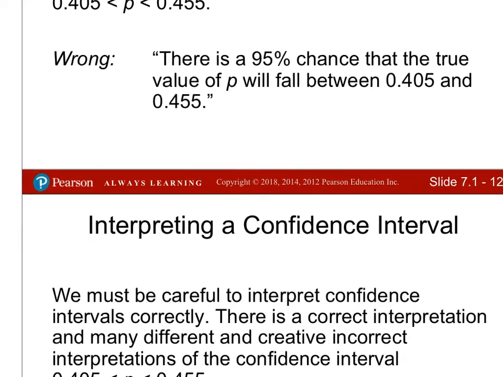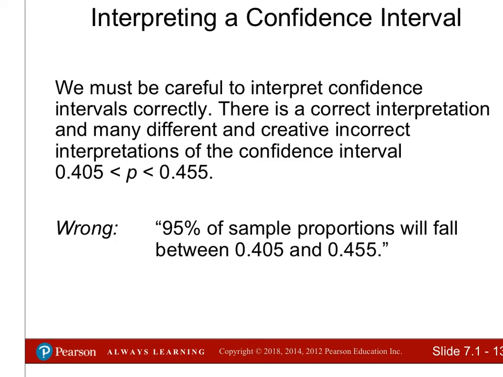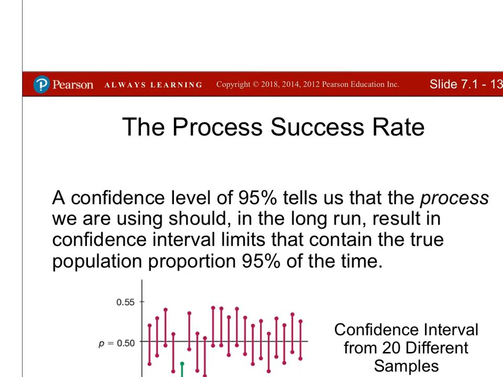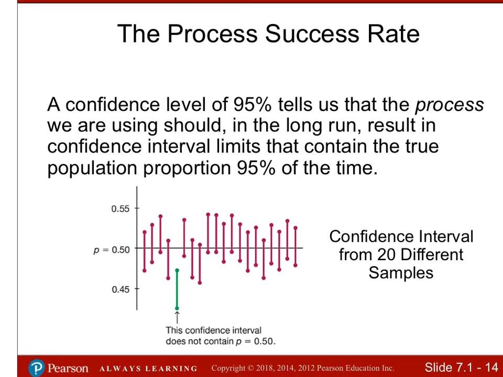If we continue, here's another incorrect way. 95% of sample proportions will fall within 40 to 45. That is not true. That's not what we're saying. We're just saying we're 95% confident that the true proportion falls there. All right. So here you go.